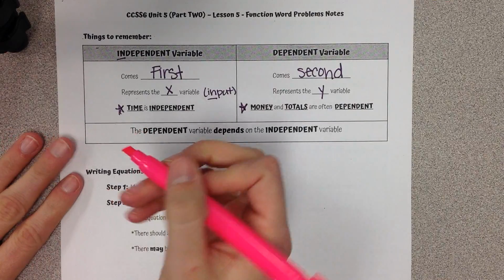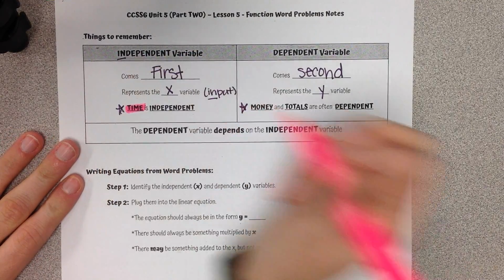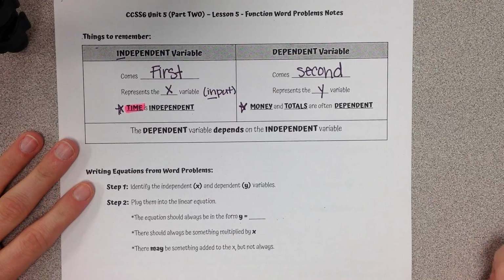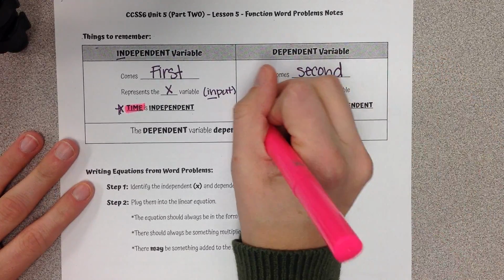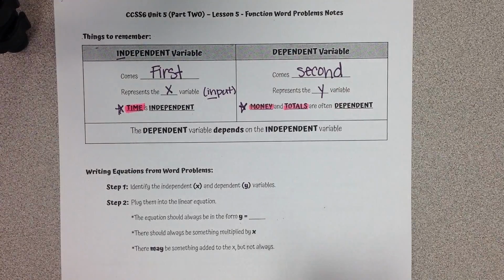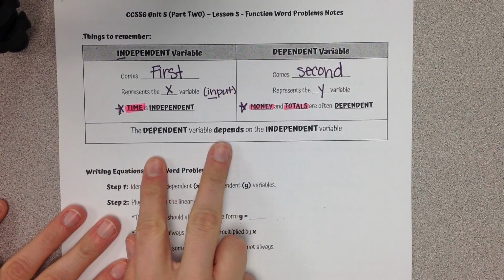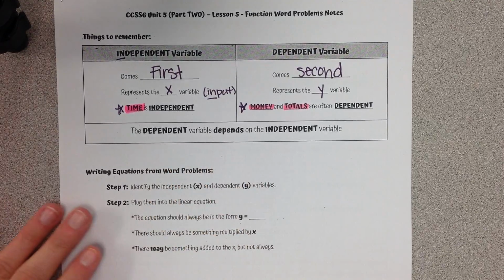First, is time in the problem? Because time is the clue to the independent variable. And is money or totals in the problem? Because those are often dependent. And then when you do your sentence, it kind of flips around.